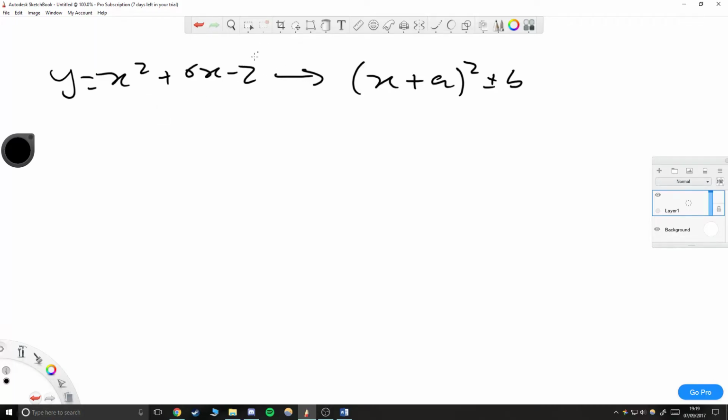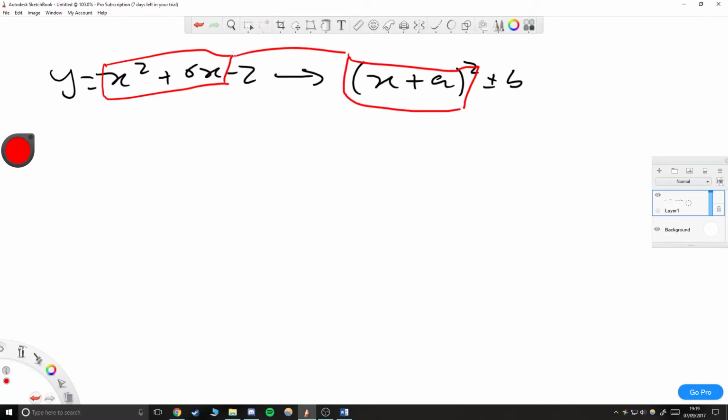The best way to do this is to start off by only considering this part of the equation here, and we're going to try and make it look like this part of the completed square version of the equation. To do that, we first start off by halving this middle number here. So we put it into the brackets like so, and it's already starting to look a lot like this one over here. And we square it just like in here. So that's looking a lot like that at the moment.